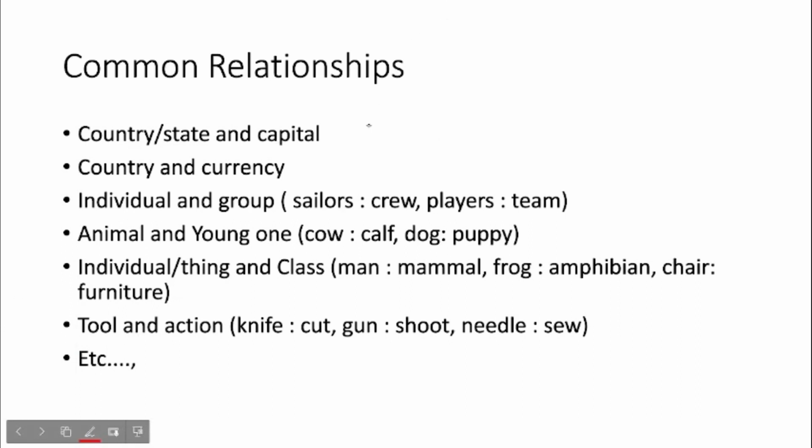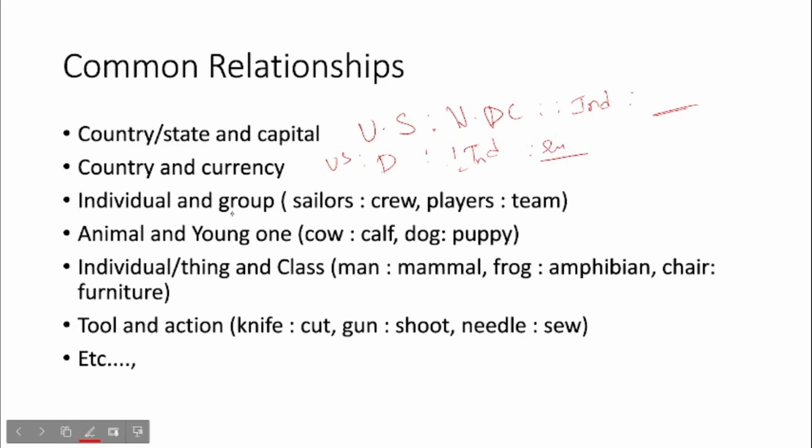For example, if we take US, Washington DC, and they ask India, we need to find Delhi in the options. Again, they can ask country and currency, like US dollars and India. We need to find rupees in the options, and like that.